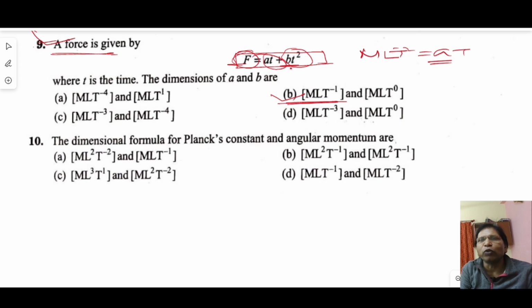So, we have no need to find the dimension of B because MLT minus 1 has only one option. Okay. Now, question number 10. The dimensional formula for Planck constant and angular momentum both has the same dimension, that is ML square T minus 1. Okay, B option.